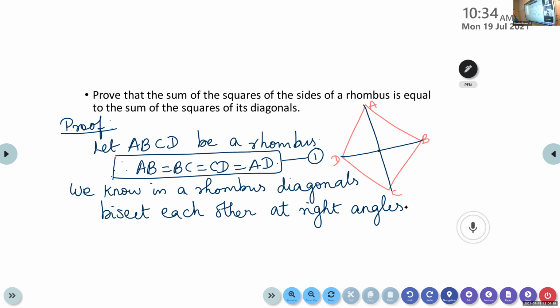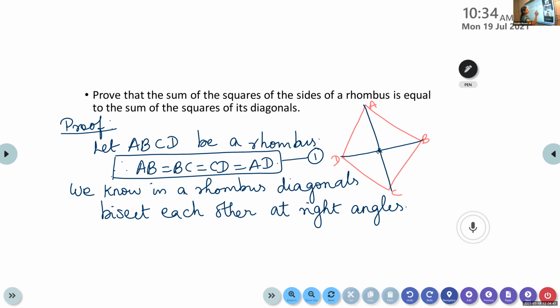Okay, we know that in a rhombus, diagonals bisect each other at right angles. So, look here, these are the diagonals, AC and BD. Suppose they meet at O. Let AC and BD meet at O. Diagonals bisect at O. If they are bisecting, we can say AO is equal to OC, equal to half of AC.